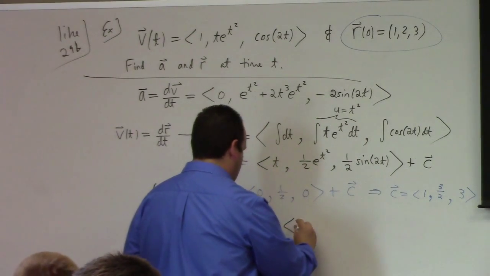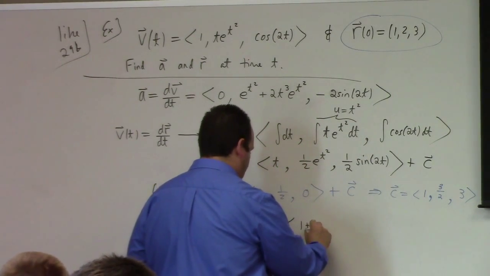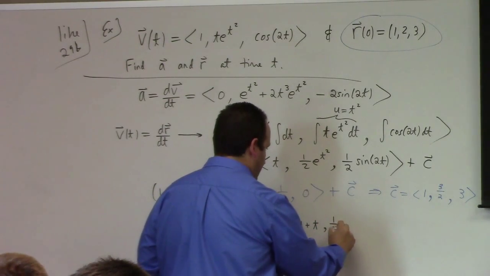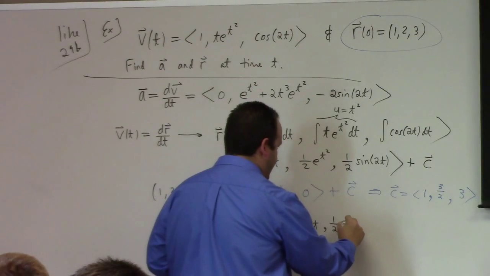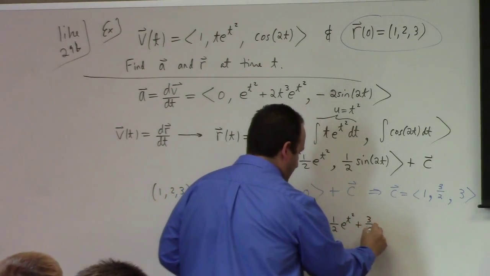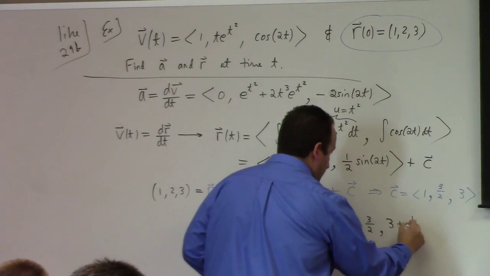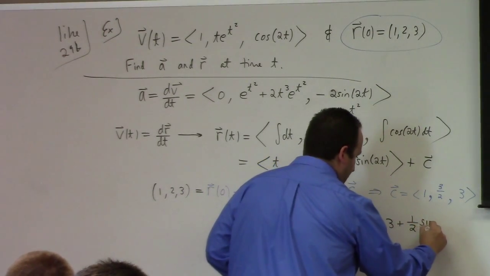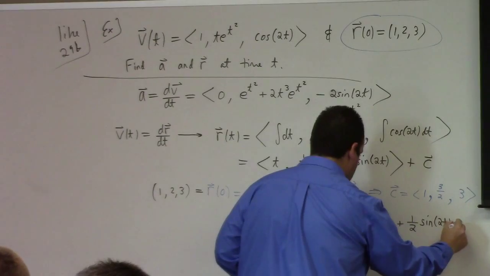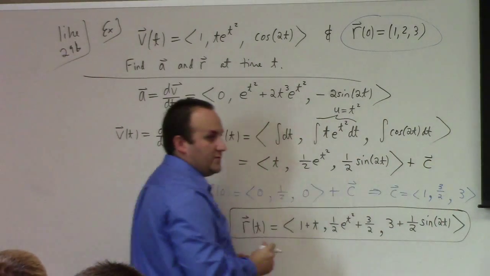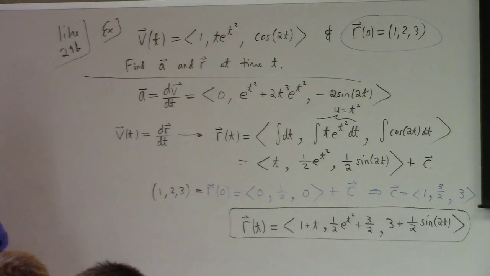So it's 1 plus t, 1 half, listen to me, 1 half e to the t squared plus 3 halves, and then 3 plus 1 half sine 2t. That's the position at time t for the given problem.